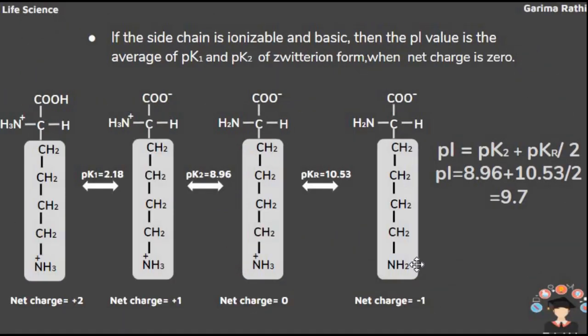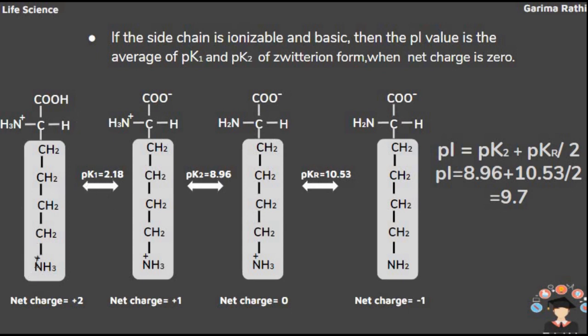Next, if the side chain is basic in behavior, it will carry a positive charge. Here lysine is used as a reference. It contains 2 amino groups, one at the alpha position and another in the R side chain. Both amino groups have different pK values. The alpha amino group has a pK value of 8.96 and the R side chain amino group has a pK value of 10.53 because it is distant from the carboxylic group.